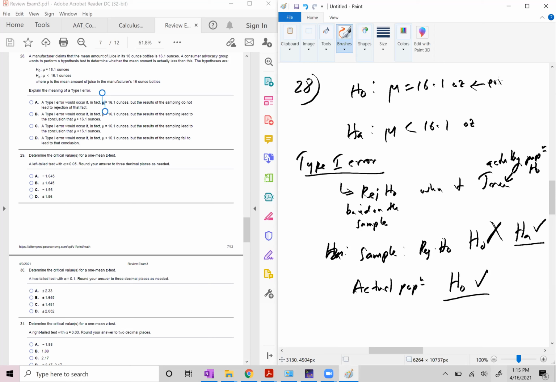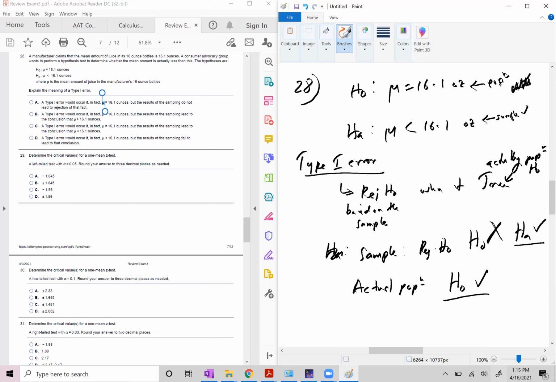So this is what's going on in the population. But based on the sample, we say this is correct. So in the population, maybe 16.1 ounces, that part is okay. Next says, but the results of the sampling do not lead to rejection of that fact. That means we do not reject that fact, that means we accept that fact. The wordings are very, very confusing here, so read very carefully. Do not lead to reject that fact means the sample is also telling this is correct, but that is not what's happening in type 1 error.